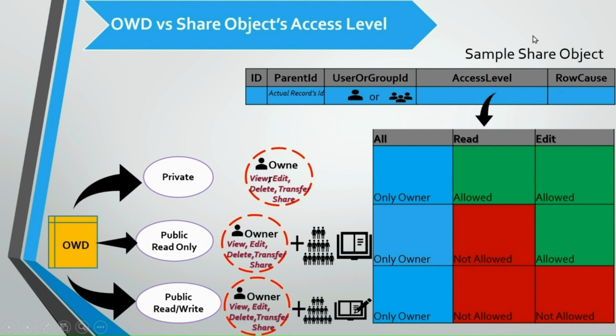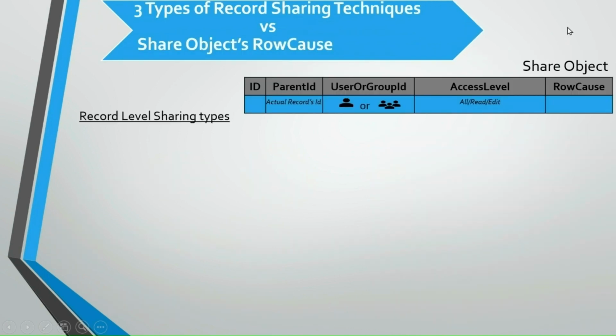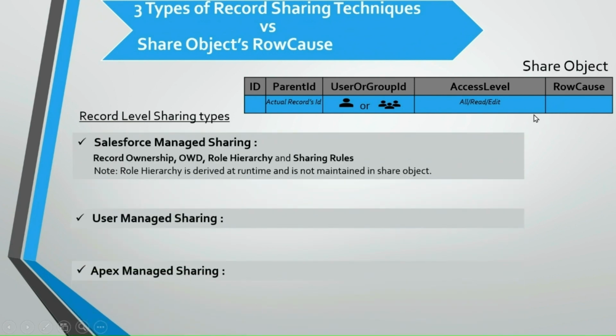Now let's look into the row cause field and what values are available for it. The values of the row cause field depend on the sharing technique that has been applied on the record. For example, we have sharing techniques like managed sharing, user managed sharing, and Apex managed sharing. If it is managed sharing, the row cause value could be owner or rule. For example, for a record owner, you would see the row cause value is owner. And if the record's access is granted because of a sharing rule, then you would see the row cause value as rule. Please note that for role hierarchy, Salesforce is not going to maintain the record sharing information in this object. It would be dynamically calculated as per the hierarchy that we have defined.